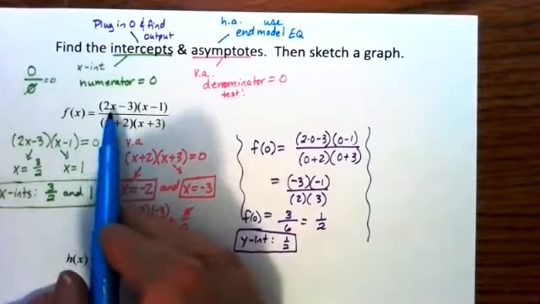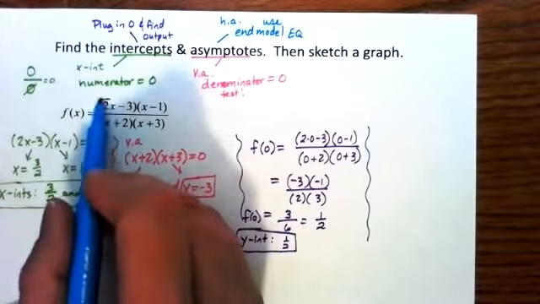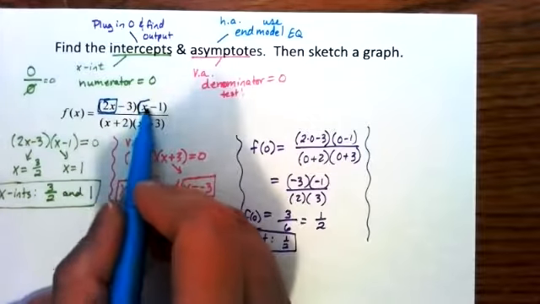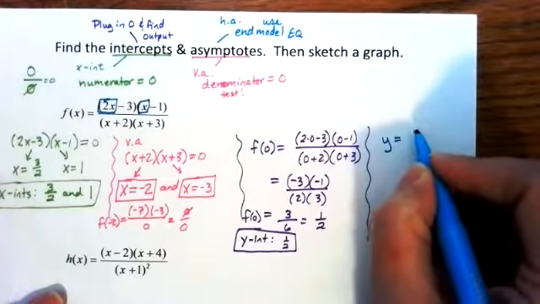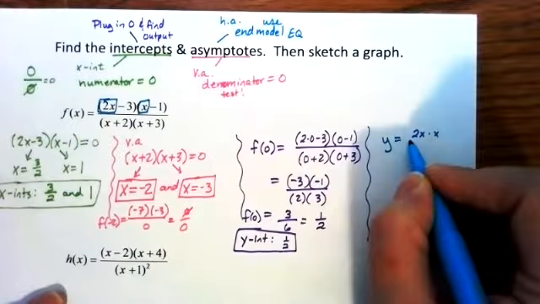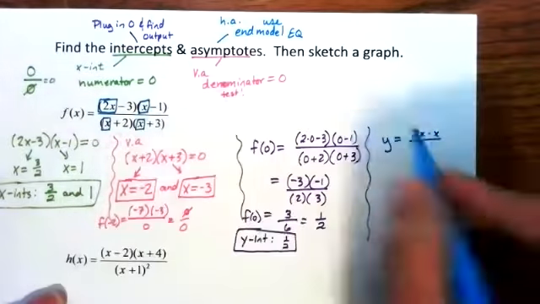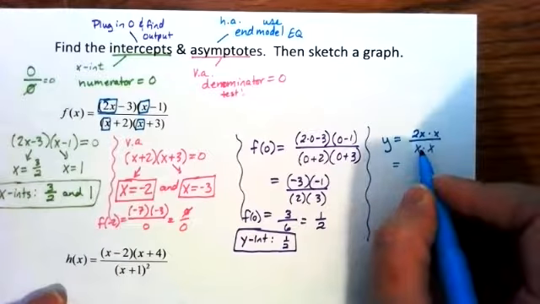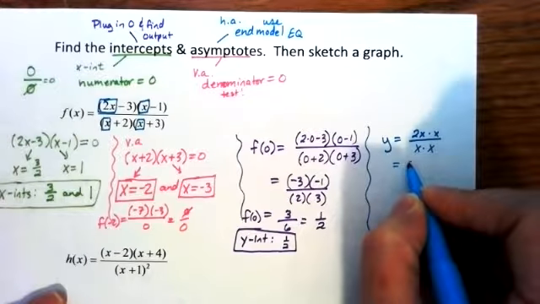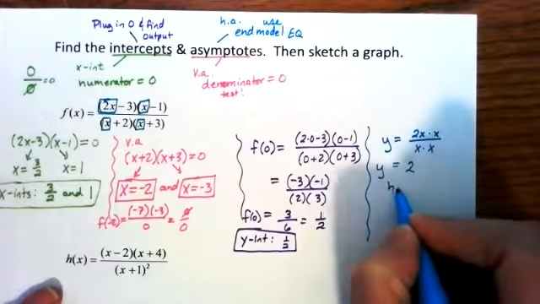Looking at our function and pulling out lead terms from the factors, 2x and x make the lead terms of the numerator. And doing the same in the denominator, x there and x there make the lead terms of the denominator. So simplifying 2x squared over x squared, that's just going to be y equals 2. And that is my horizontal asymptote.